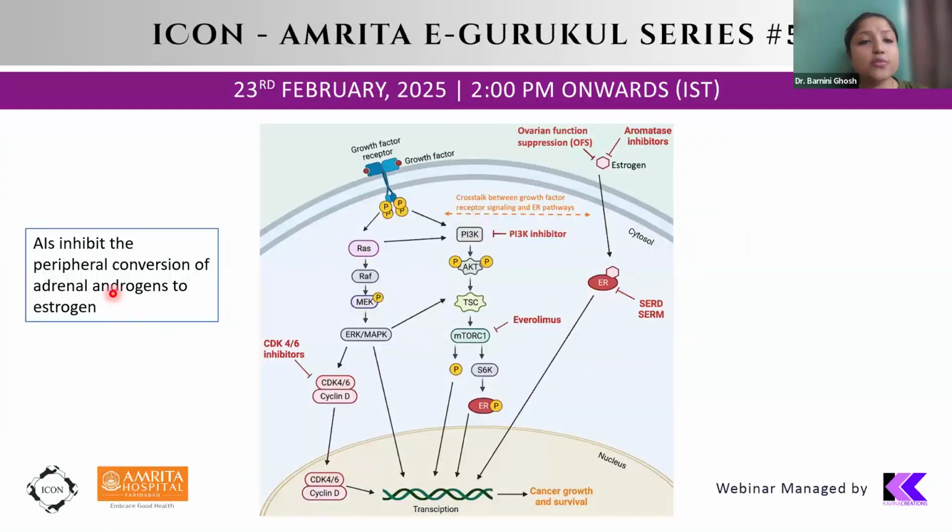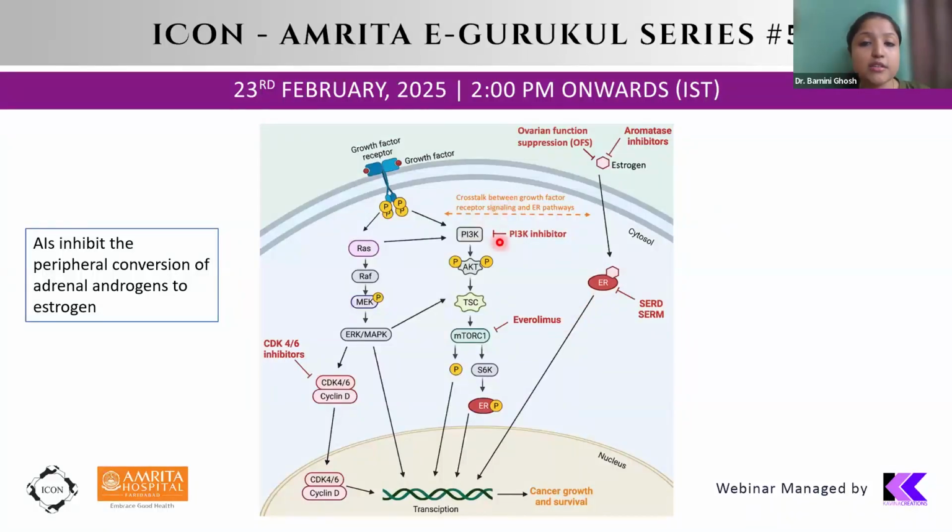So what do the aromatase inhibitors do? The source of estrogen in a postmenopausal woman is mainly the adrenal androgens, which get peripherally converted to estrogen. So aromatase inhibitors block this peripheral conversion. Now, how do the SERMs and the SERDs, that is the selective estrogen receptor modulators and degraders, act? They act on the estrogen receptor by exerting antagonistic effects and sometimes degrading the receptors.